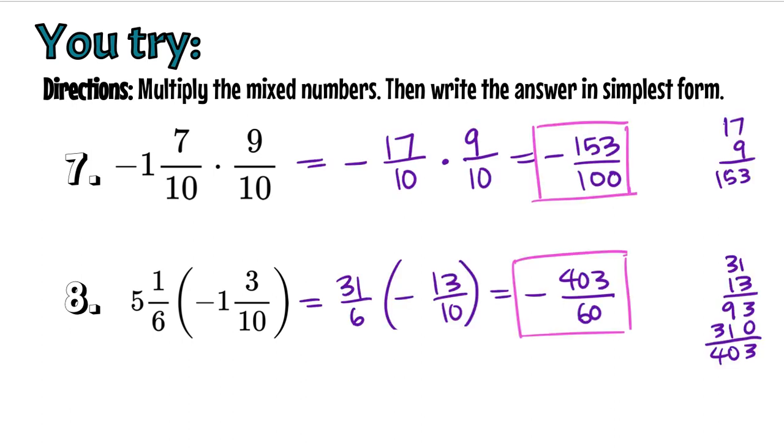Hopefully you paused the video and you were able to see that negative 17 over 10 times 9 over 10 is equal to negative 153 over 100. And the last example ends up equaling negative 403 over 60. Ooh, those are some ugly numbers.